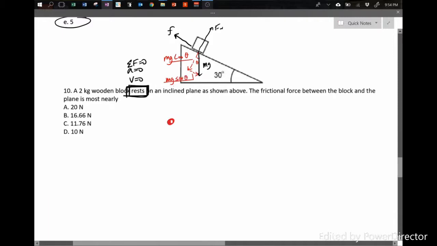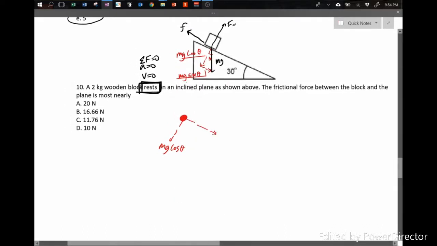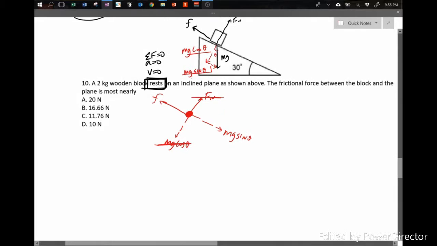So we can take that mass and redraw the free body diagram. We have mg cosine theta pulling into the plane. Mg sine theta pulling down the plane. Normal force pulling perpendicular to the plane. And friction pulling back. Now we know these two balance because we're not jumping off of the plane or crumbling down into it. And we know that these two balance because we said that the net force on this entire system is 0.